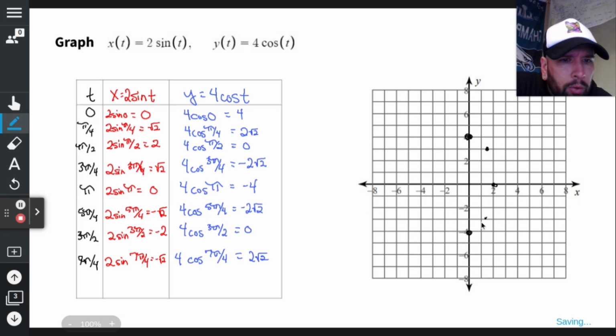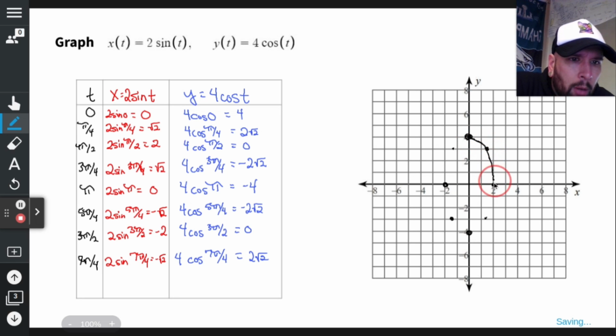Negative root 2. So somewhere around here, negative 2 root 2 is somewhere down here. Negative 2, 0 is there. And then negative 2, root 2 rather, 2 root 2 is going to be up here somewhere. So starting in this direction, I have myself an ellipse.